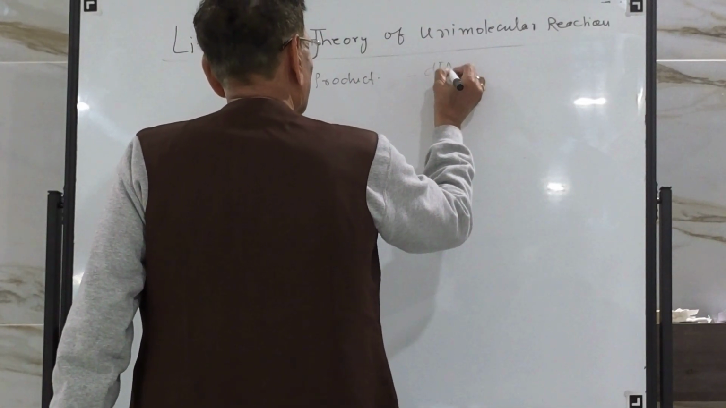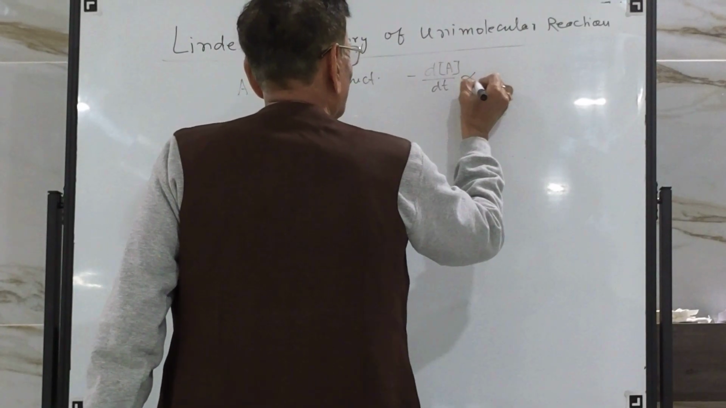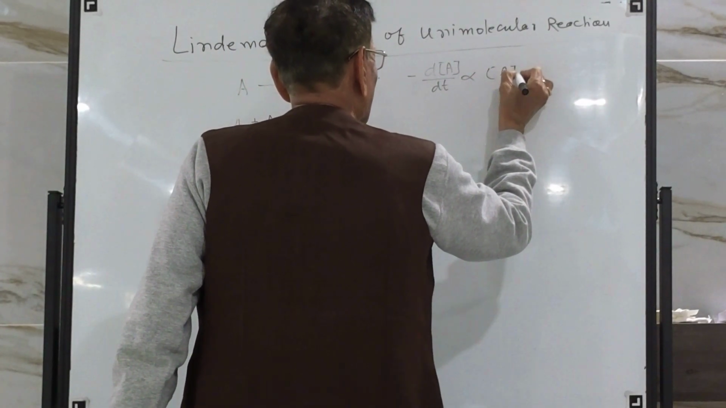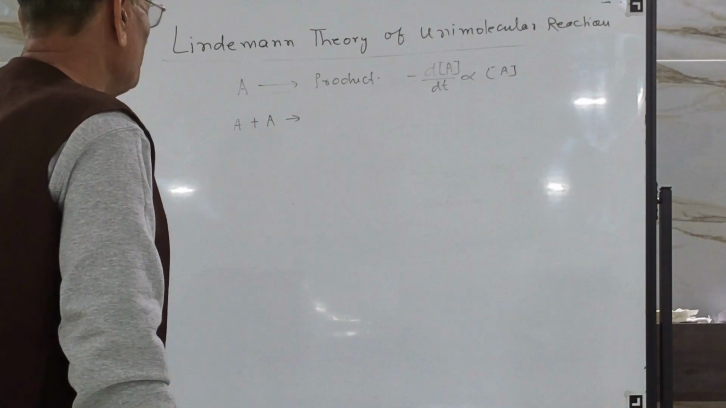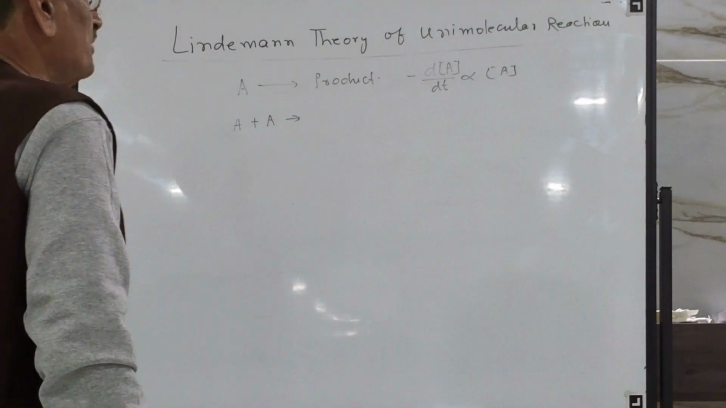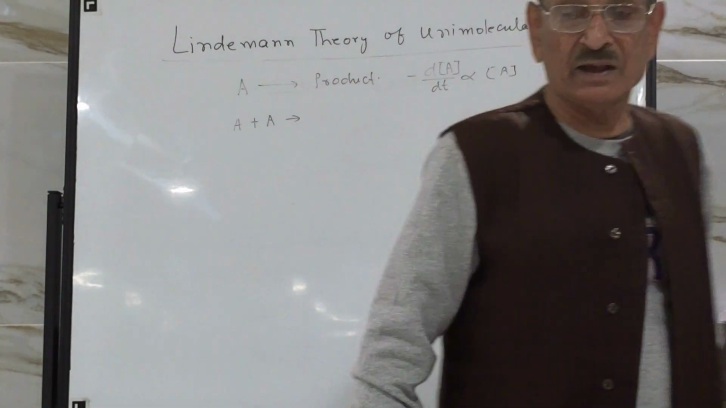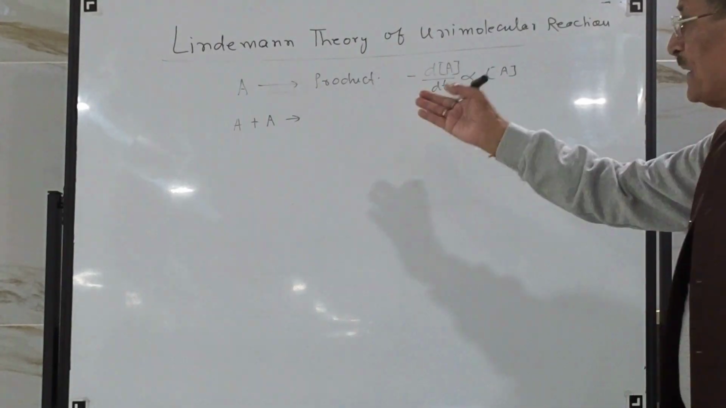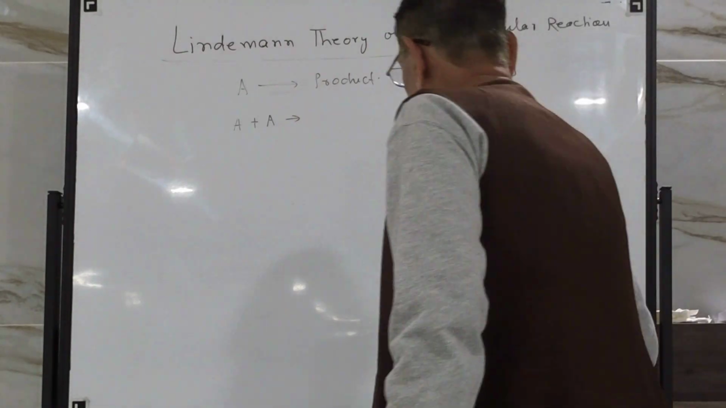The rate of consumption of A, dA by dt, or the rate of production of product, is proportional to the first power of the concentration of A. Then it is a first order reaction, although it is taking place by bimolecular collision. The theory was given by Lindemann.